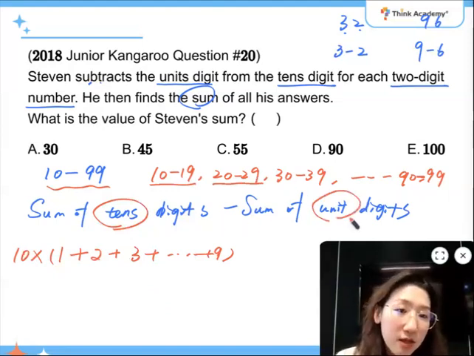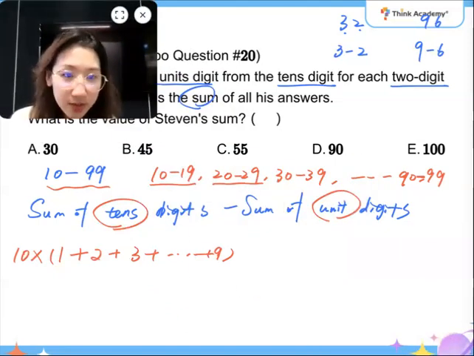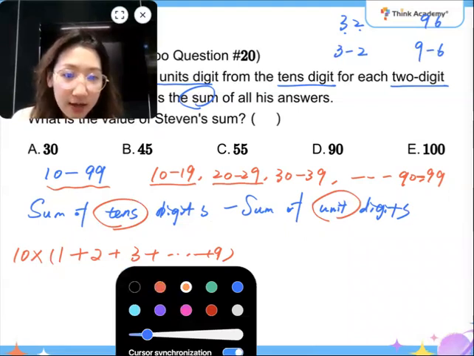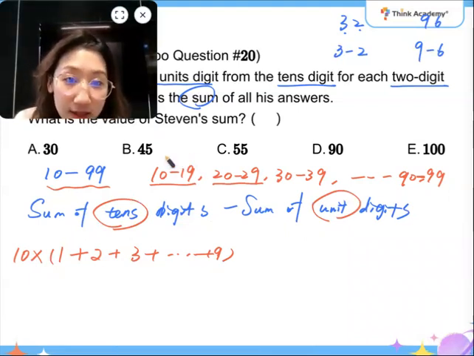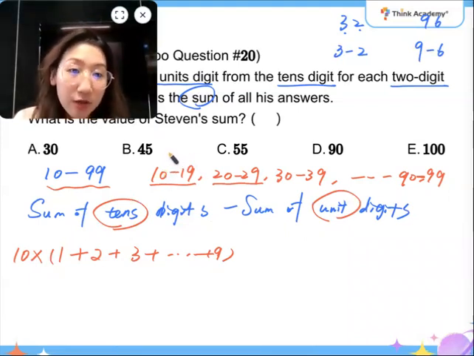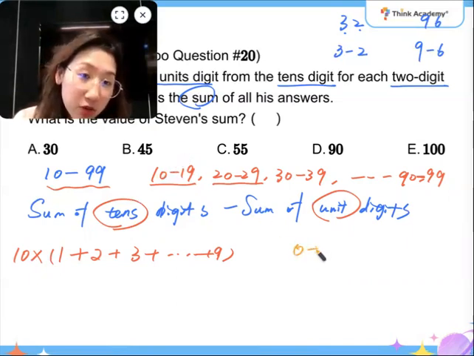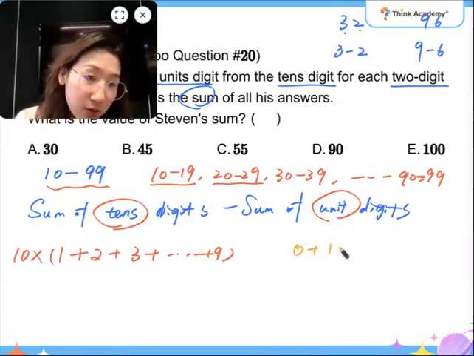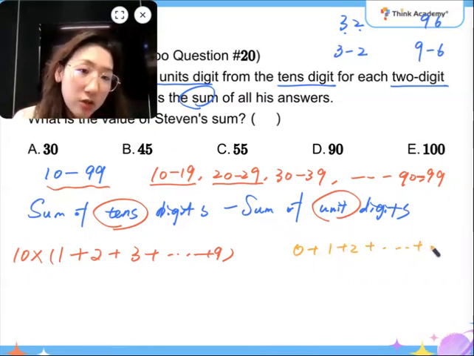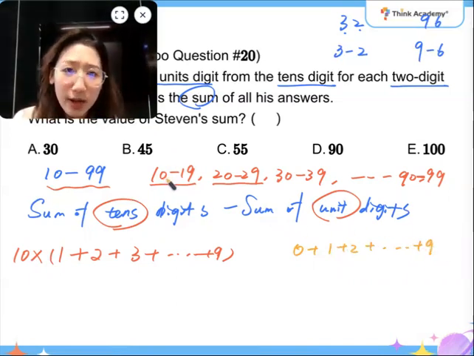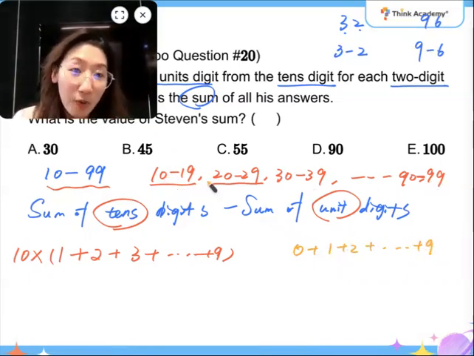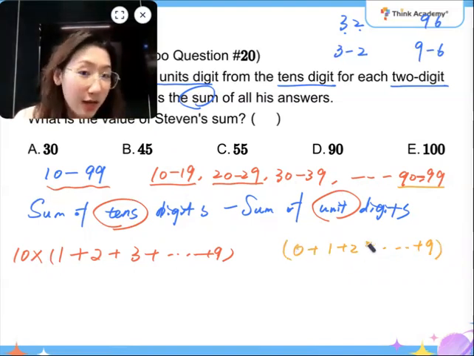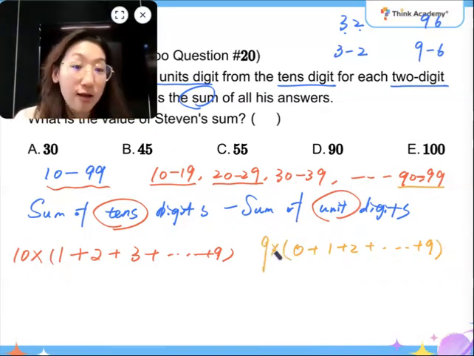And then for the sum of the units digit, if we look at them in this way, for each group you have the units digit from 0 to 9, right? You have 0, 1, 2, all the way to 9. And that's for each group. How many groups are there? There are 1, 2, 3, all the way to 9 groups. So for the sum of the units digit, you would also add up 1 to 9, but this time there are 9 lots of them.